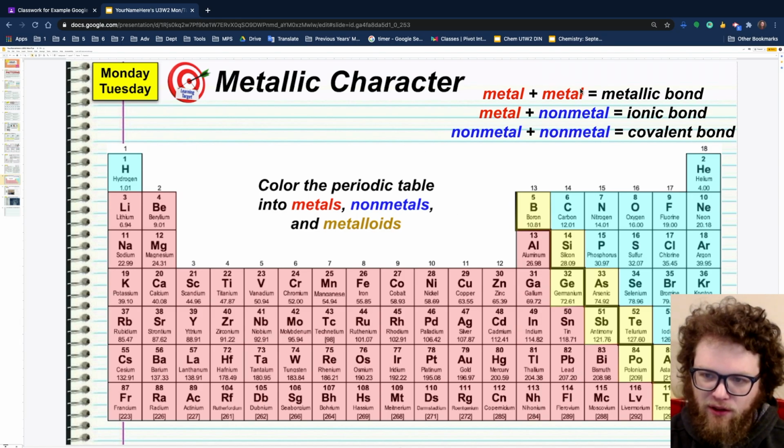Okay, and then we've got metal plus metal equals metallic bond, metal plus nonmetal is ionic bond, and nonmetal plus nonmetal is covalent bond. Interesting. I wonder if that's going to be relevant soon.